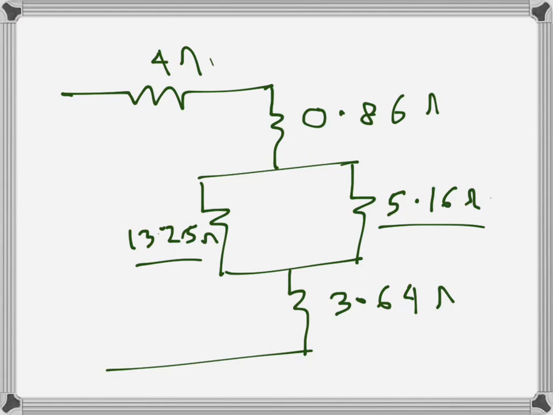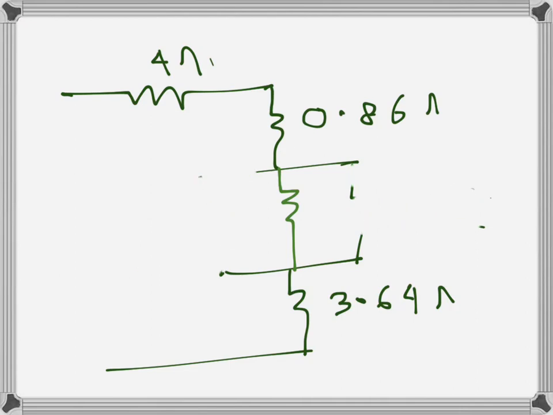These 2 are in parallel, so the equivalent value is the parallel of these 2, and I will erase these 2 and just write the equivalent value. So 13.25 parallel 5.16, the value is 3.71 ohms.